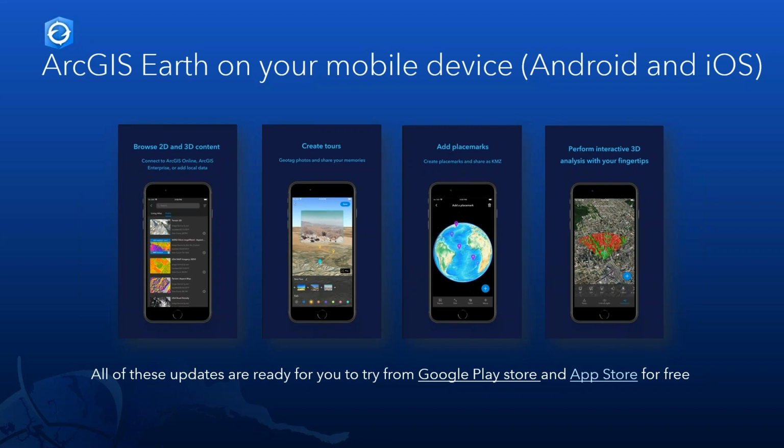Additionally, mobile users can geotag their photos and create virtual tours. ArcGIS Earth Mobile is available for free download on the Google Play Store and App Store, for Android and for iOS users.